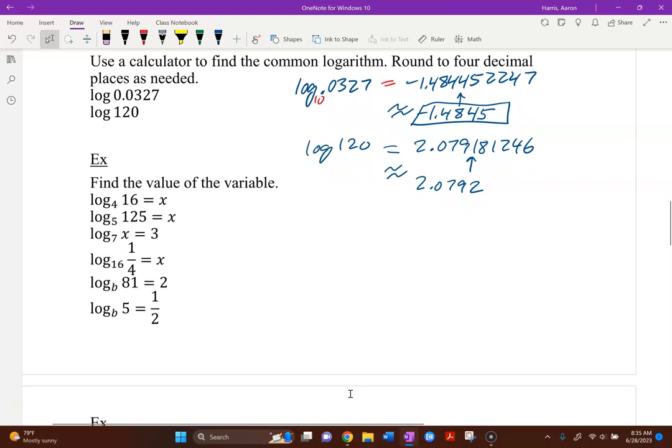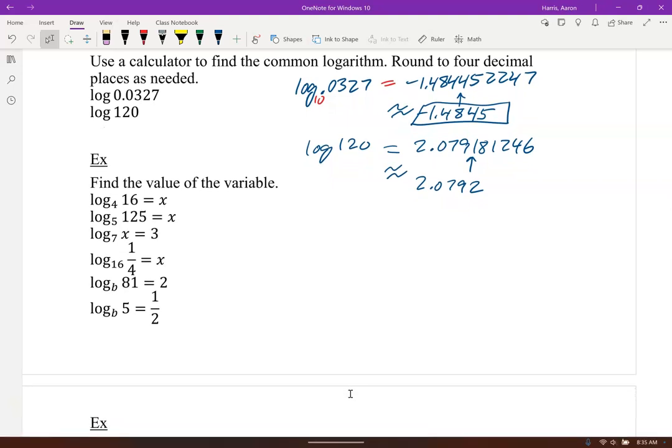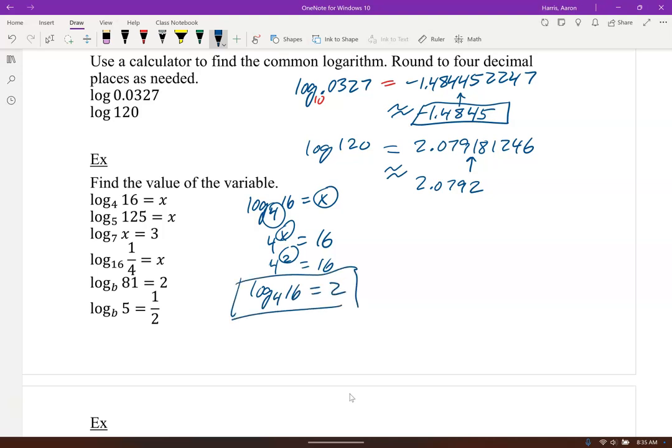Let's go ahead and find the value of the variable here. It's given in logarithmic form. And so we'll go ahead and put it in exponential form. So here's logarithmic form, log base 4 of 16 equals x. Find the value of the variable. Well, put it in exponential form. So 4 to the x equals 16. Well, what's x got to be? We know 4 squared is 16, so x has got to be 2. So log base 4 of 16 has got to be 2. Right, and you can check it again with that graphing calculator.